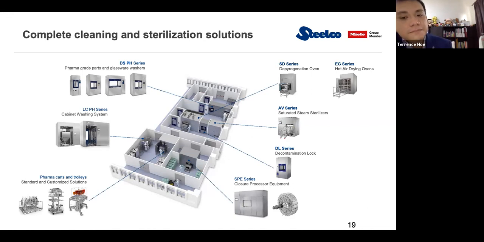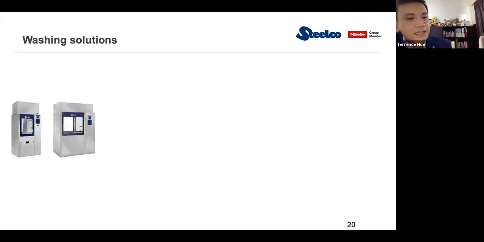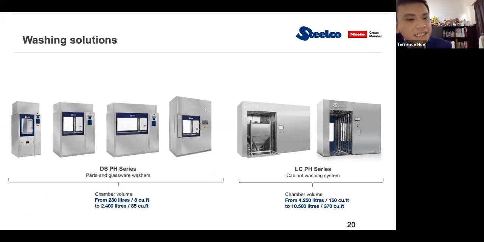We have the decon lock, a decontamination lock, which utilizes hydrogen peroxide, H2O2, to sterilize heat sensitive or steam sensitive equipment or material. And lastly, which is very important, is the rubber closure or aluminum closure processing equipment, which we call the SPE series.